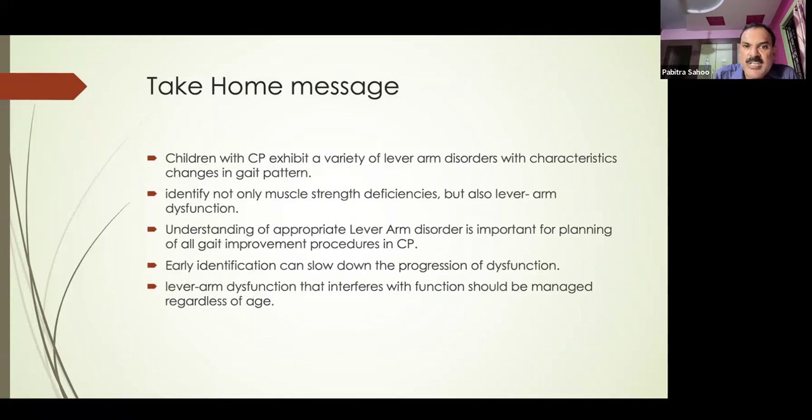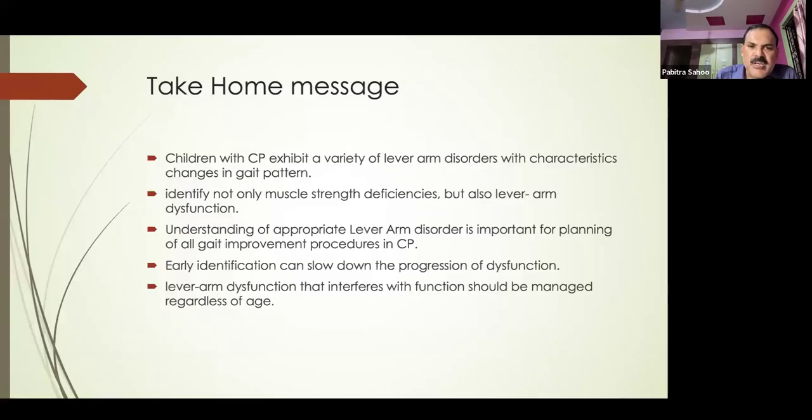Identify not only the muscle strength deficiency but also the lever arm dysfunction. Very often we only check the muscle power. That's not good enough. Even with a good abductor power in a hip, because of the increased anteversion, the GT rotates posteriorly. The muscle power is normal, but still it is not working effectively. It is not working in its own line of action. That's why the muscle power diminishes.